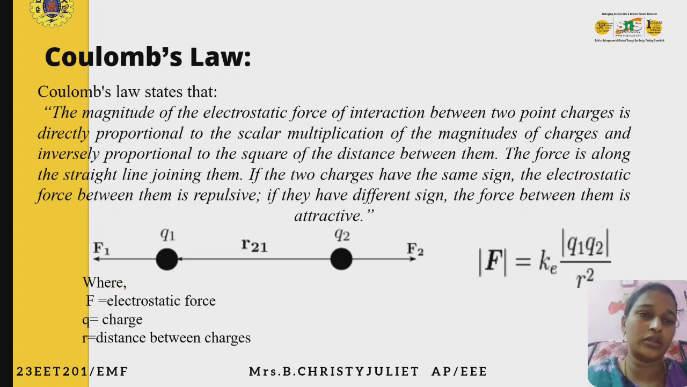If we remove the proportionality, we can introduce a constant, which is nothing but K, where K is 1 by 4 pi epsilon. So F is equal to K Q1 Q2 by R square, where F is the electrostatic force, Q represents the charges, and R represents the distance between them.